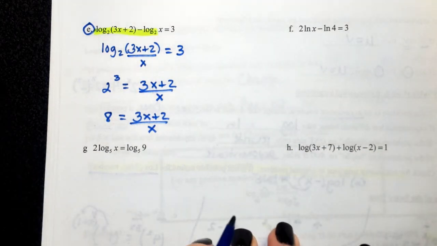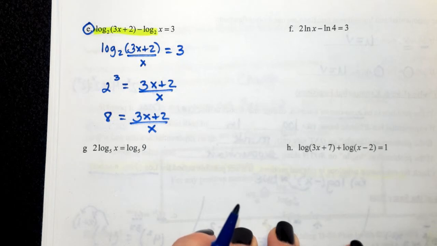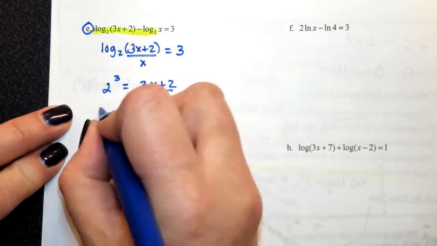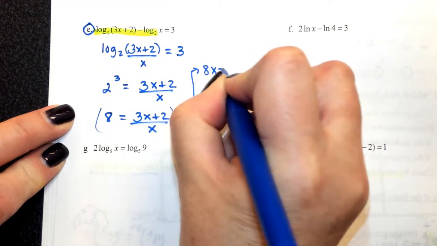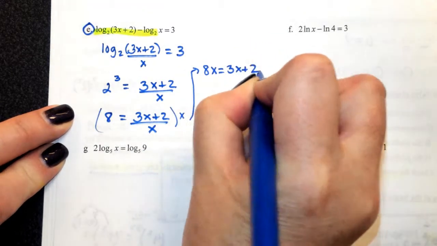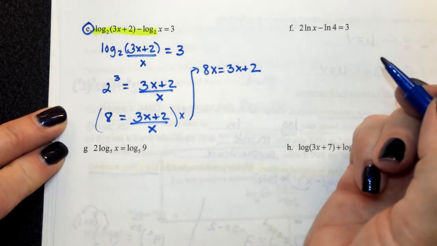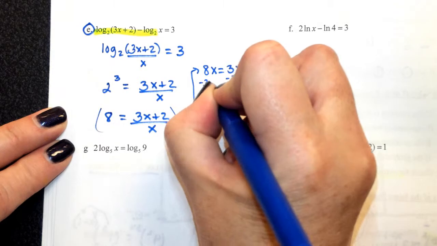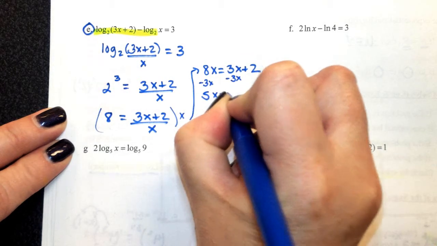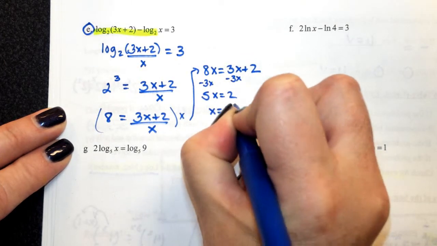How do I solve this? What's going to be my first step to solve this equation? Any thoughts? How do I get rid of the fraction? I can multiply both sides by x. So I have 8x is equal to 3x plus 2. Then I can subtract 3x. So 5x is equal to 2. x is equal to 2/5.